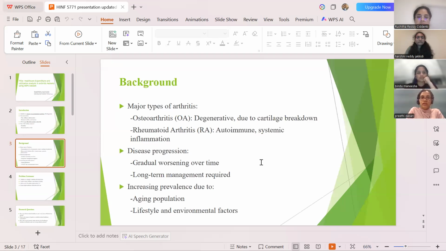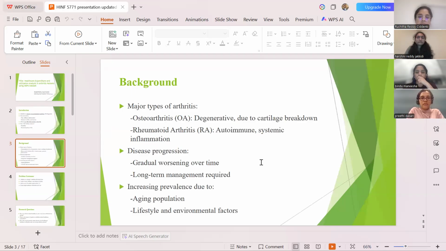Background. So there are two major types of arthritis. So the first one is osteoarthritis. It is a degenerative condition. Here there is a lot of cartilage breakdown involved. And the second one is rheumatoid arthritis. It's an autoimmune condition. Here there is a lot of systemic inflammation involved in an individual's body.